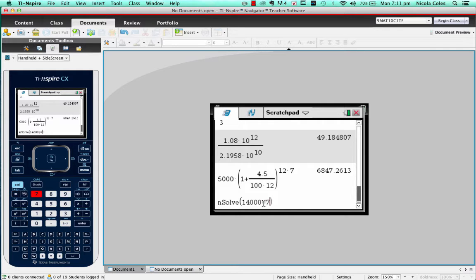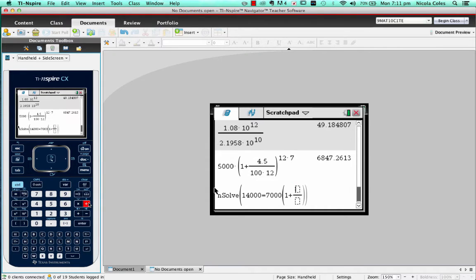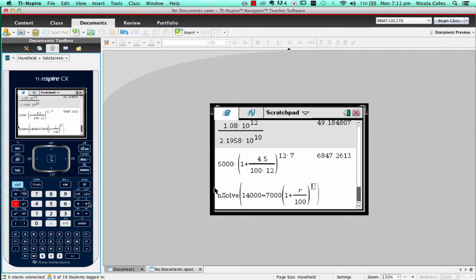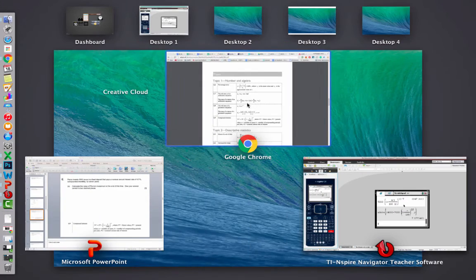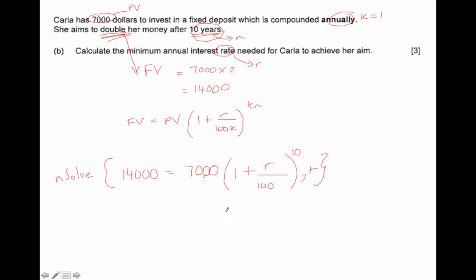So 14,000 equals 7,000 times 1 plus R over 100 to the power of 10. And then we put comma R and enter. And it gives us an answer of 7.177. So that means that R is 7.177. To 3 significant figures, that's 7.18. Now R is the annual interest rate, so it's given as a percentage. So 7.18% interest annually.